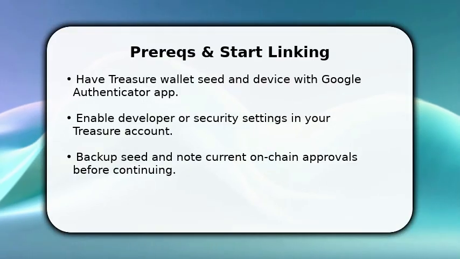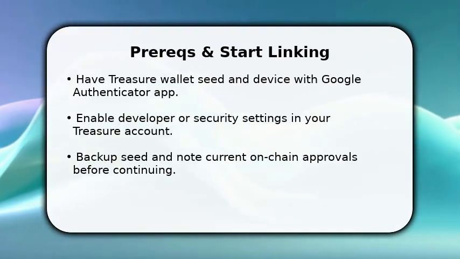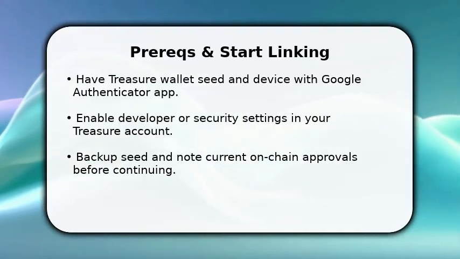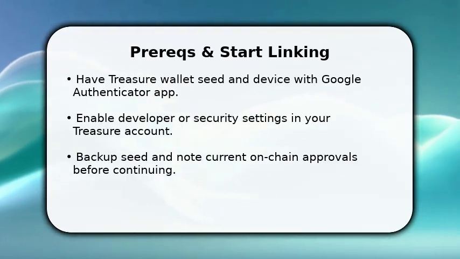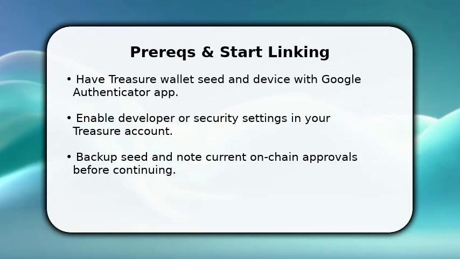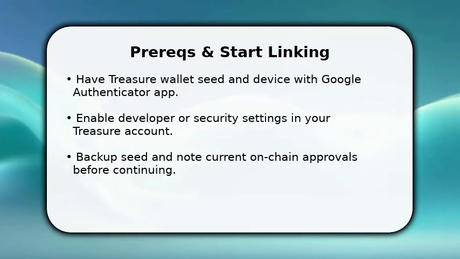You begin by verifying prerequisites: your Treasure wallet seed, a phone with Google Authenticator, and a secure backup location. Open the Treasure web app and navigate to Account or Security immediately. Do not linger on settings. Once there, choose two-factor authentication and select Authenticator app.